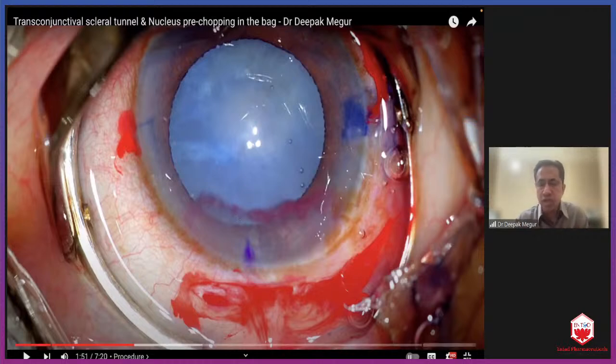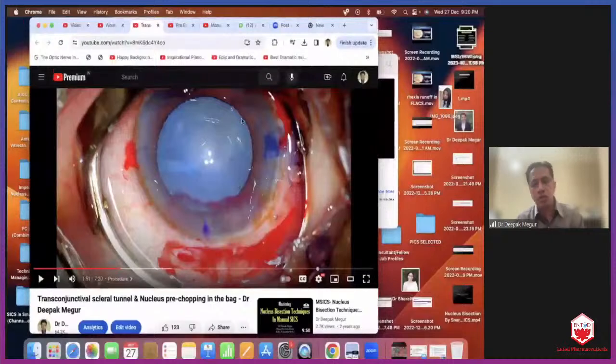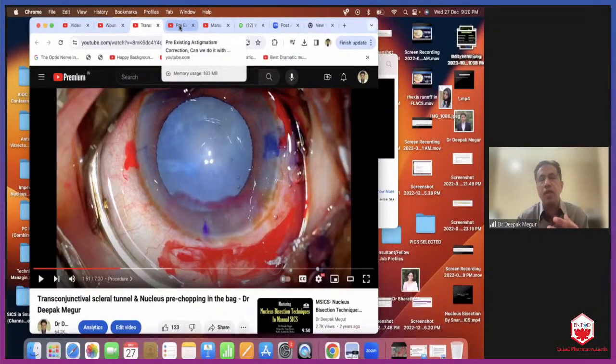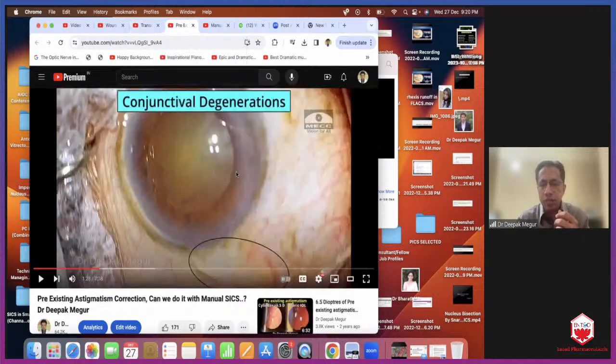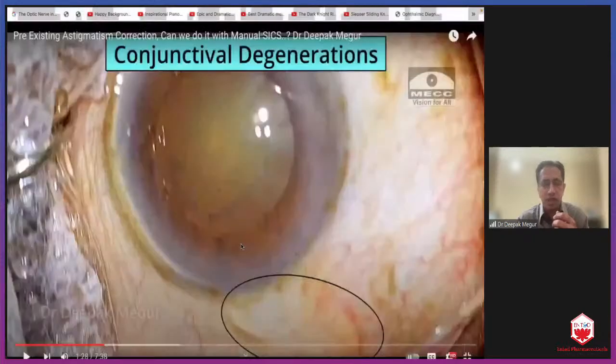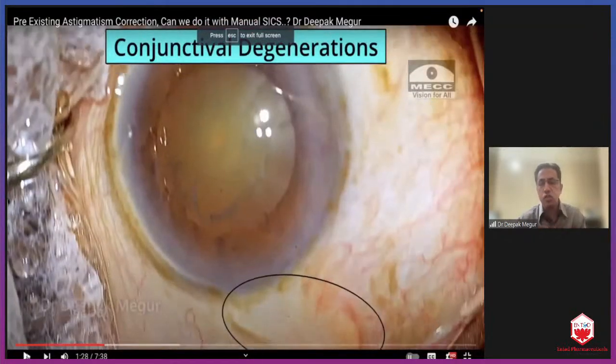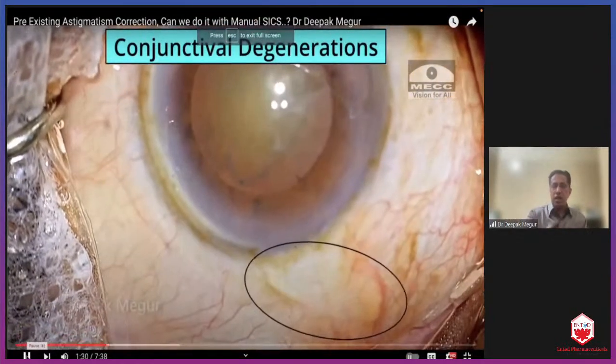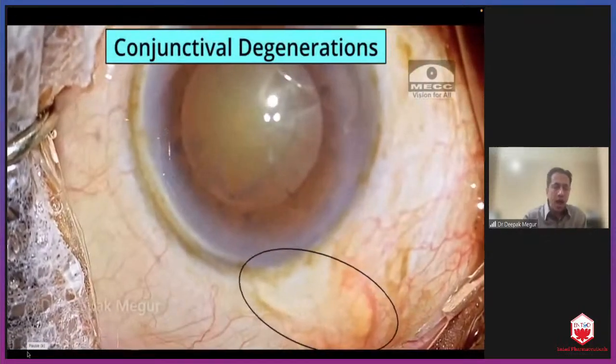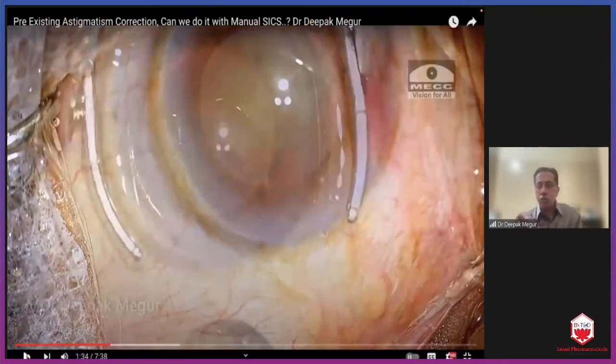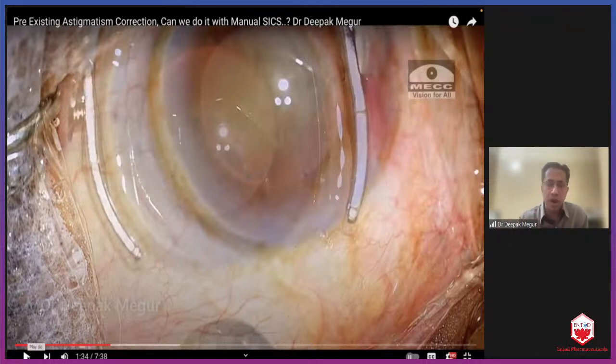And when we do transconjunctival, the cosmetic effect looks very good, especially because we need to understand that many times the temporal bulbar conjunctiva is not great. It usually has some degeneration, and the conjunctival flap later leads to some sort of Dellen formation. And if we do a peritomy and then try to close it, you have to remove this part.